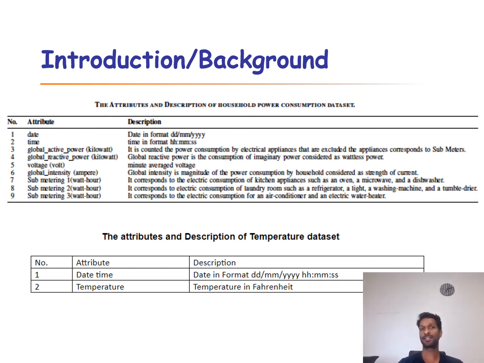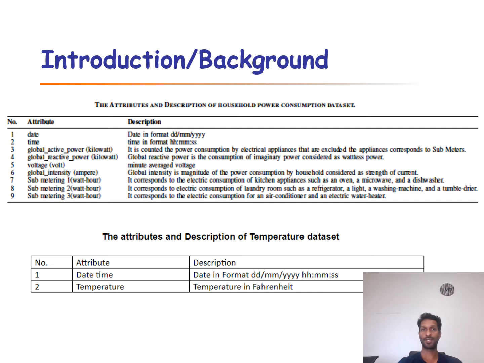As I already mentioned, a couple of data sets were used for this analysis. The first data set, from the California document repository, has different parameters that were passed for training the model: the date, time, global active power, global reactive power, voltage, global intensity, along with three different submeters. Each corresponds to specific appliances in the home. Submeter 1 takes the reading from the kitchen appliances such as the oven, microwave, and the dishwasher.